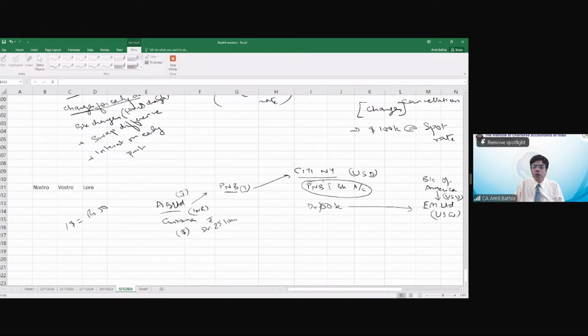Now, Punjab National Bank is going to instruct Citibank in New York that you pay EM Limited, the US company, $50K on my behalf by debiting my account. So, in other words, what entry is PNB passing? It is essentially saying customer's account debit. So, AB Limited debit, to PNB dollar account credit. Are you with me? PNB dollar account credit. How much? 25 lakhs INR.